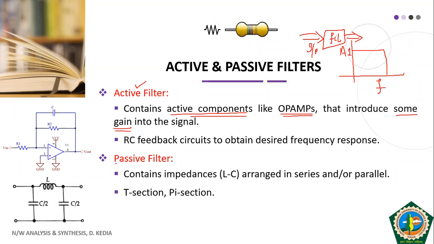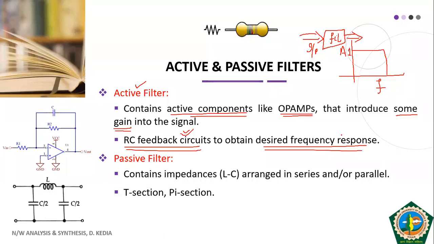Another thing is we have some RC feedback circuits. RC means resistance and capacitance. And what is the purpose of these feedback circuits? With the help of these feedback circuits, we are able to get the desired frequency response. Means the frequency response of the filter can be manipulated, or more precisely, optimized. So we are in a position to idealize the frequency response with the help of feedback circuits.